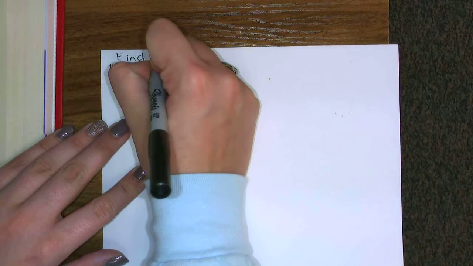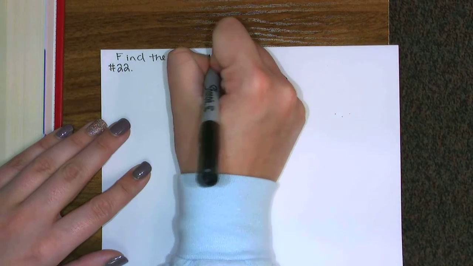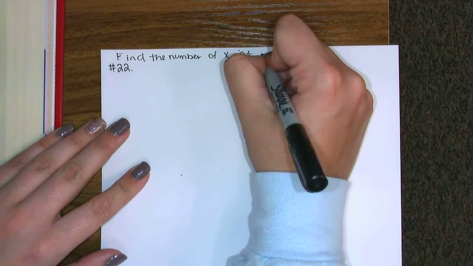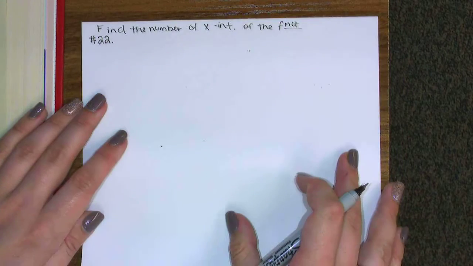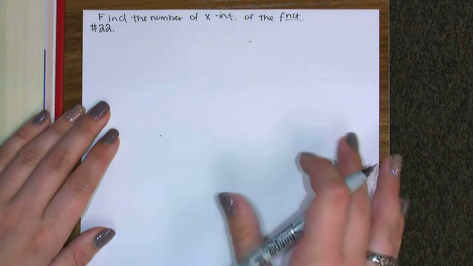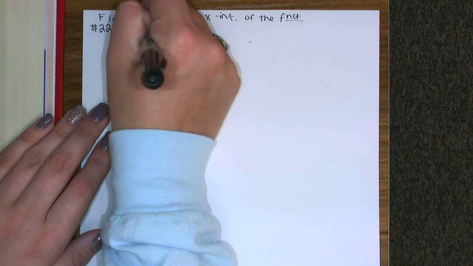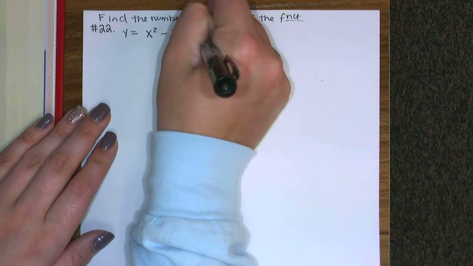Let's see. We'll go ahead and start with 22. So this one, remember, write the instructions here. Find the number of x-intercepts of the graph of the function. We're not graphing it or anything, so just tell me the number of x-intercepts. All right, 22. y is equal to x squared minus 2x minus 4.